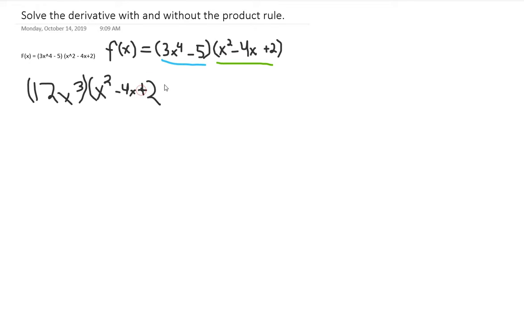Okay, so we're halfway there. Now we have to add the second part. So now, this blue part that we underlined, we took the derivative of that already. So now we just leave it as is: 3x to the fourth minus 5. Okay, and now we're going to multiply that by this green quantity, but we're going to take the derivative of it. So 2x minus 4, which is very easy derivatives.